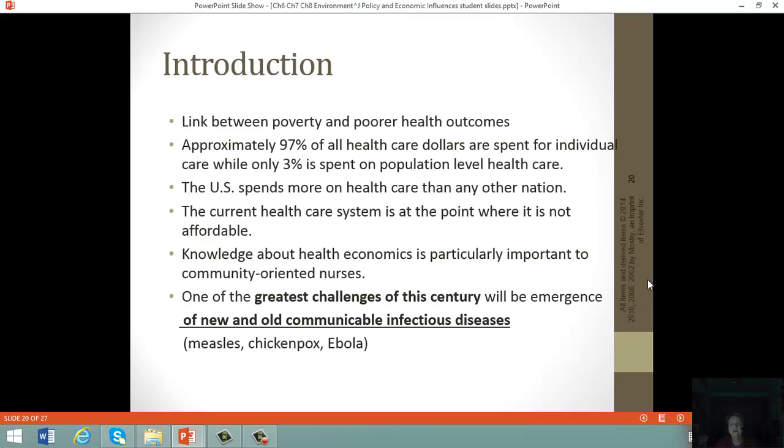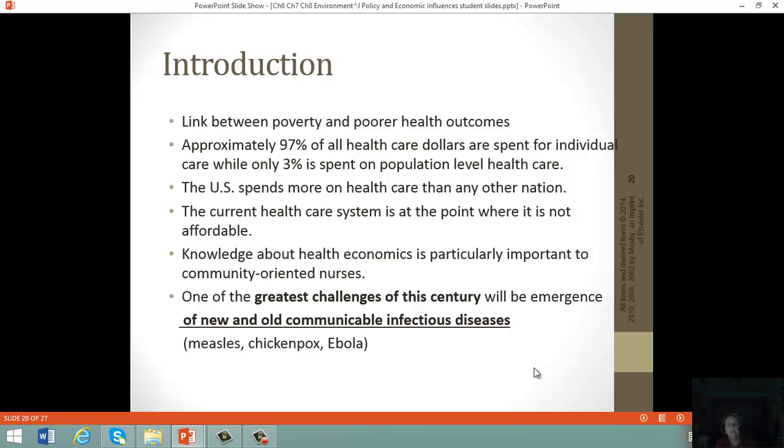Chapter 8, Economic Influences. There's a link between poverty and poor health outcomes. You'll hear me say that lots of times, that socioeconomic status is just a huge contributor to poor health outcomes. And nurses who are in the community and practice in public health nursing have got to be aware of all of this impact. We talked about this some last week in chapter 3 and even chapter 5, that approximately 97% of all healthcare dollars are spent for individuals, while only 3% are spent on population preventive level healthcare. The U.S. spends more than any other nation on healthcare, but the quality is not necessarily there. And the current healthcare system is at a point where it's really not affordable. So you've got to be knowledgeable about programs like this.